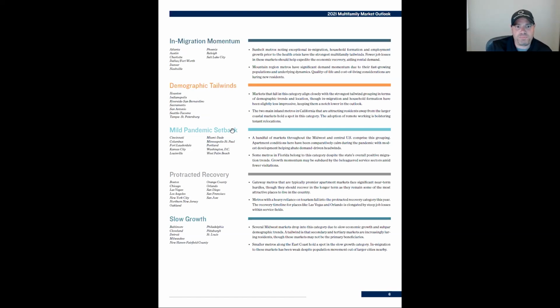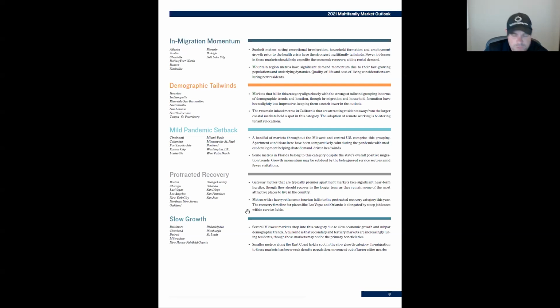And then you keep on going down the line. You have mild pandemic setback. A handful of markets throughout the Midwest and Central U.S. comprise this grouping. Apartment conditions here have been comparatively calm during the pandemic, with modest development helping abate demand-driven headwinds. Okay, so basically what they're saying is they've stayed flat through COVID, but that's not necessarily good. I mean, they're stable, but can you push rents if you don't have population growth? And the answer is no. So the mild pandemic setback ones are not necessarily ones that we want to jump in.